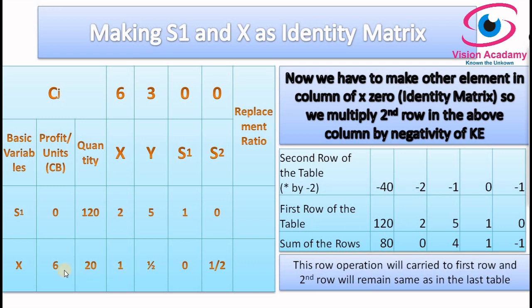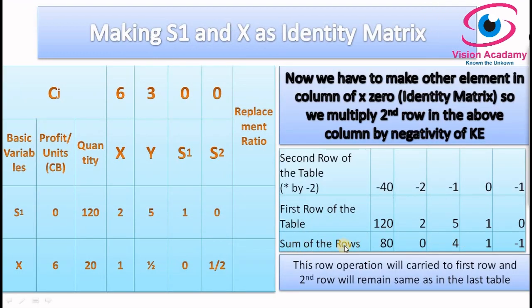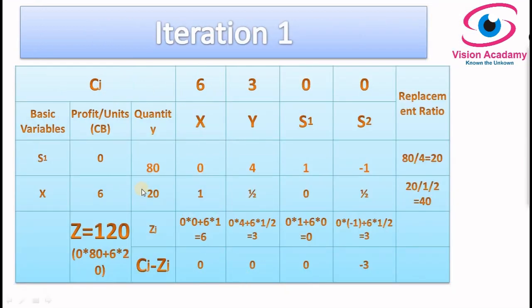This last table, this value is already written. For the first row I have considered 80, 0, 4, 1, minus 1, and for this row operation I considered the first row, and for the second row I have considered 2, 20, 1, 1 by 2, 0, 1 by 2, 21, 1 by 2, 0, 1 by 2. Now after this we can calculate the z value, zj value, and cj minus zj value.